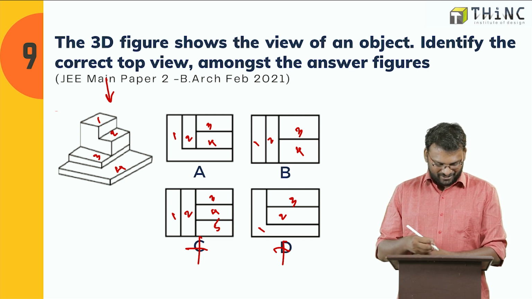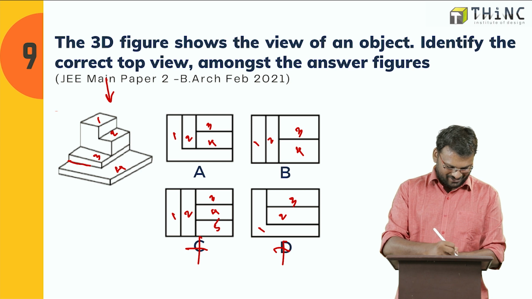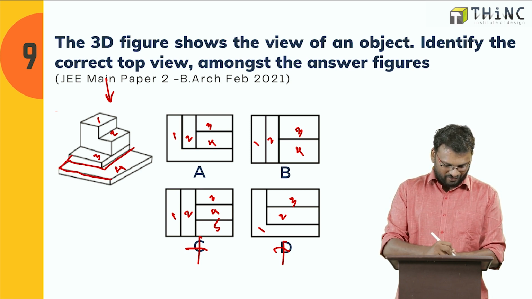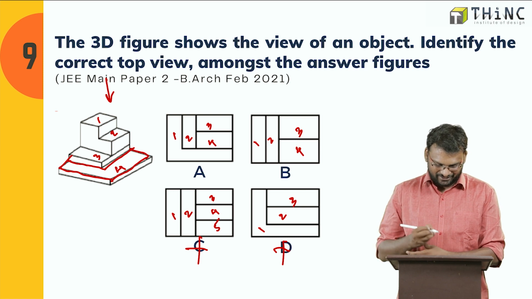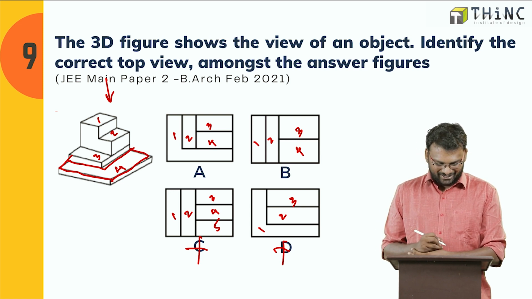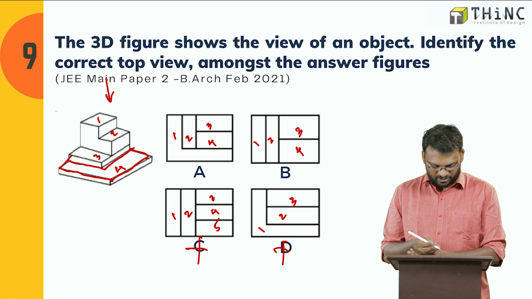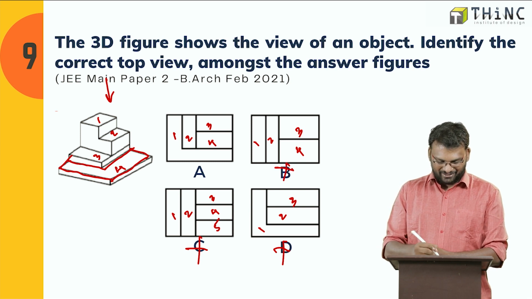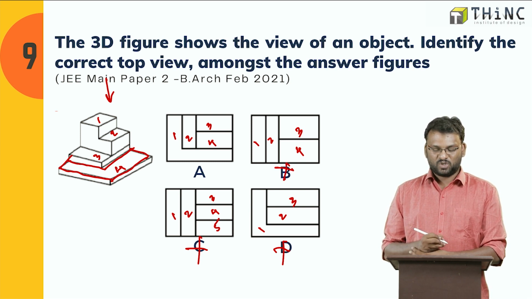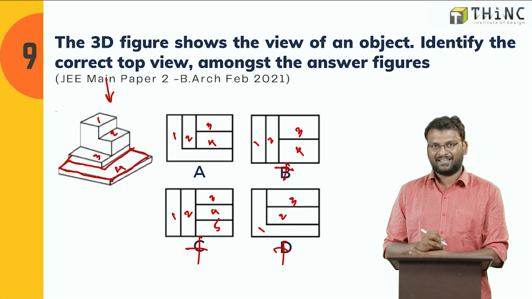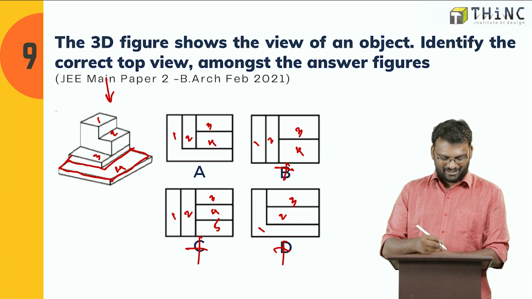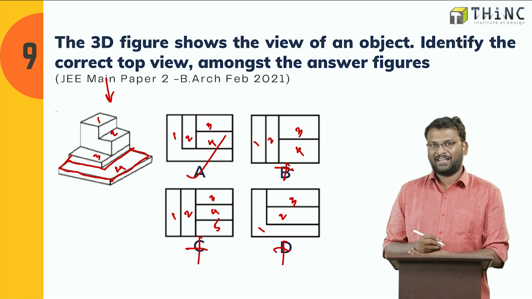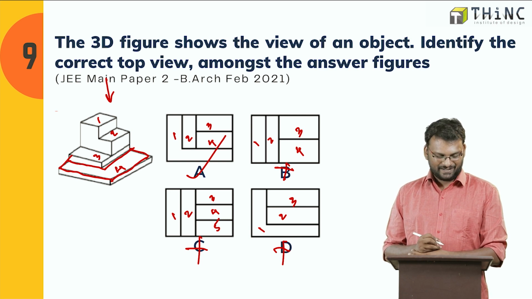So when you observe the figure, you can find an L-shaped structure here, and from the top you are able to find an L-shaped structure. So just look for those L-type structures in the options. Option B is not having such an L-shaped structure. So option B is not the right answer. Now the only one remaining option is option A. So it will be the right answer.